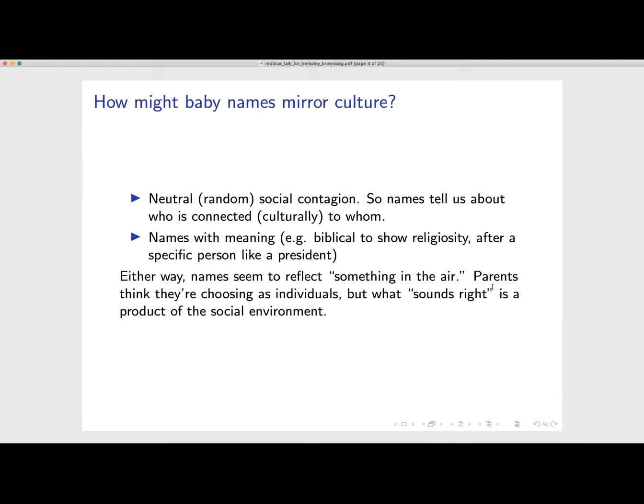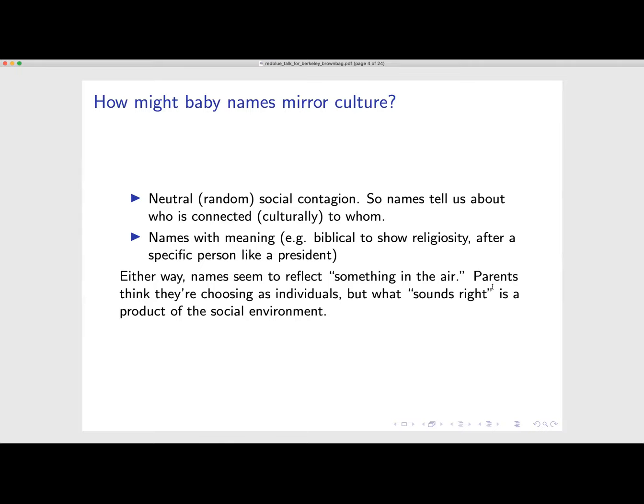I think a problem with this talk is I'm not actually going to show you the different names at different times. I'm just going to show you the most recent ones. But we'll see that different names are associated with different things over time. And it's kind of a random thing. Okay. But then there are also names with meaning. So you could think of names showing religiosity, particular cultural affiliation. You could name somebody after a specific person, and that could be your model, or not name them after a specific person, because that person's not your model.